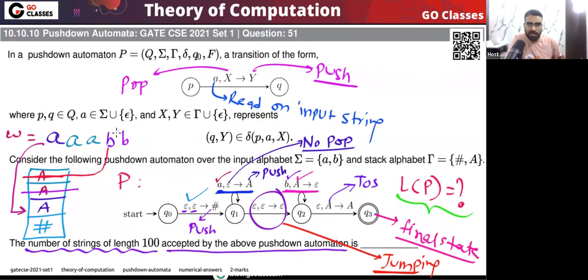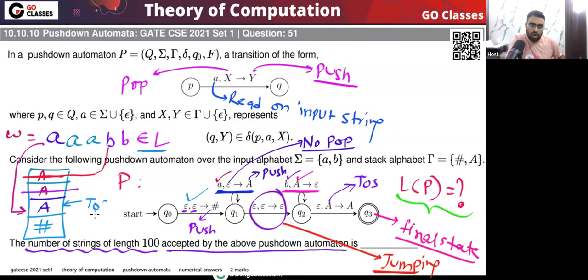For example, if you have triple a, double b, then this will be accepted. This string will belong to the language. Because what will happen? For this string, you can see that because of 2b, 2a will be gone, but still on top of the stack there is a.